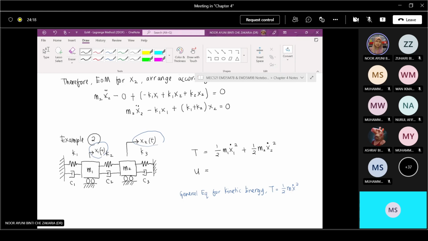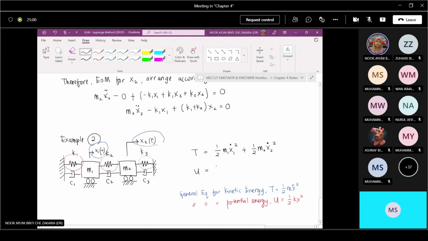Now let's go for potential. Potential is based on the number of springs. So the general equation for potential: U is 1/2 k x squared, based on Hooke's law. This is the potential energy. That means we are going to have three elements in the potential energy.